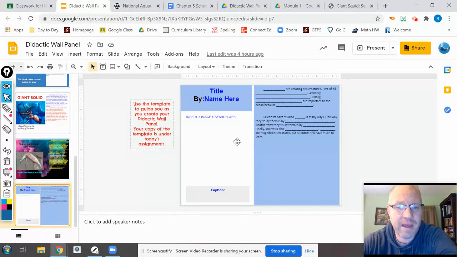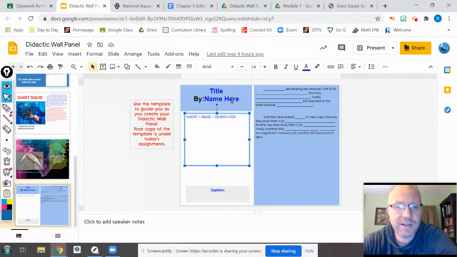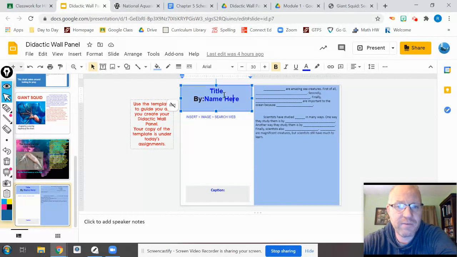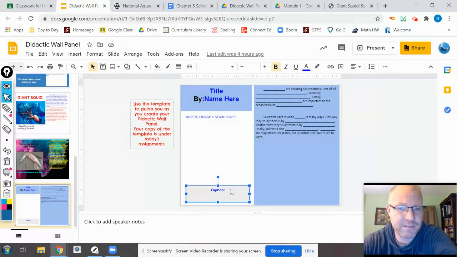Your job tomorrow will be to use this template to create your own. You'll be able to change the background. You'll be able to change the picture. You'll be able to include the title and your name. You'll be able to add a caption. And you'll be able to include sentences by filling in the blanks as you go through.